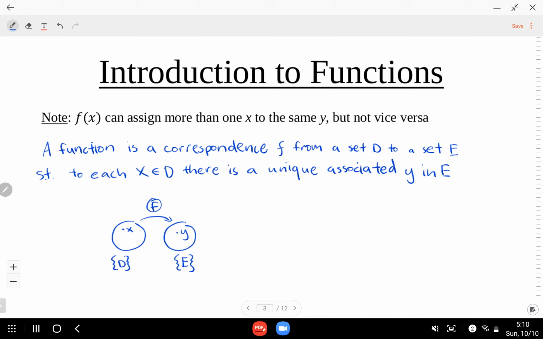I said here, it is very important to note that f of x, which is our function, can assign more than one x to the same y, but not vice versa. So how does this work?